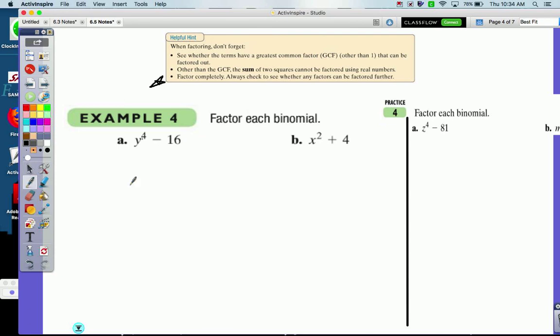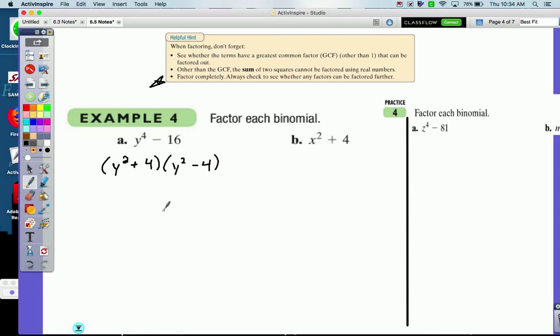And we'll see that on A here. On A, I've got y to the fourth. That exponent is even, so I'm good. 16 is 4 times 4, that's a perfect square. There is a minus in the middle. So this turns into y squared plus 4, y squared minus 4.